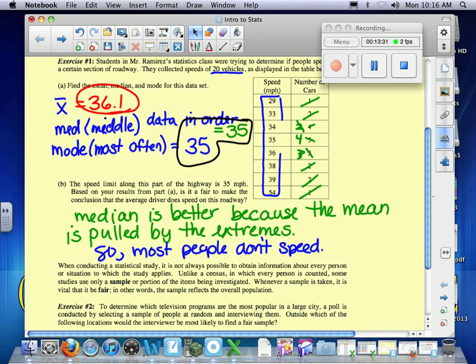All right, thanks for your work today. Do the best you can on the homework. Most of it's going to be review. The new stuff is the calculator and this idea of the mean is pulled by extremes.